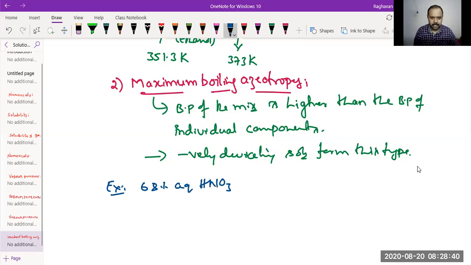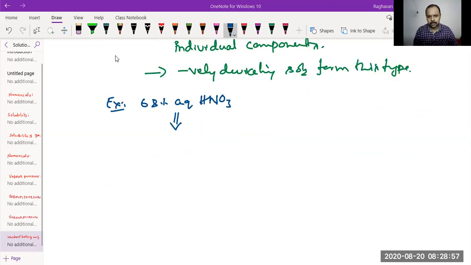68% aqueous HNO3. Is it a negatively deviating solution? What is there in the mixture? It is HNO3 and water, polar plus polar. So it can be a negatively deviating solution. So here it is 68% HNO3 and 32% water.